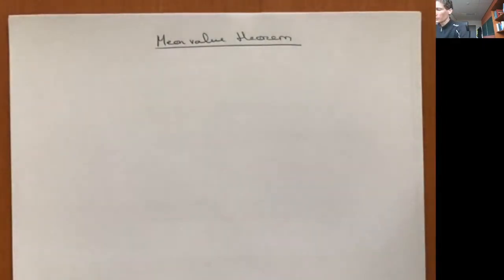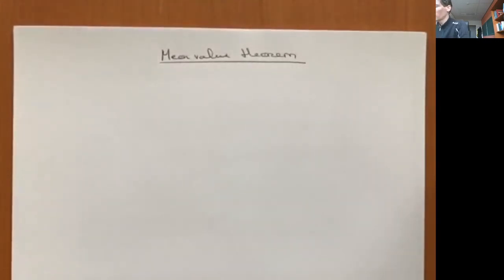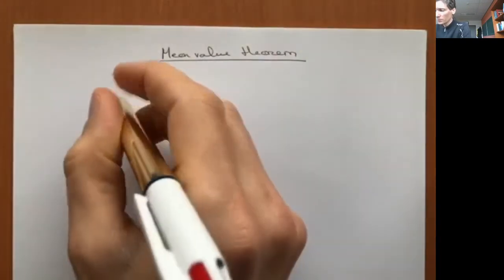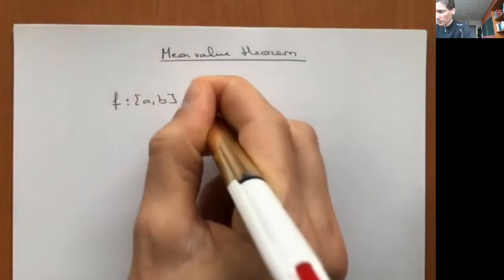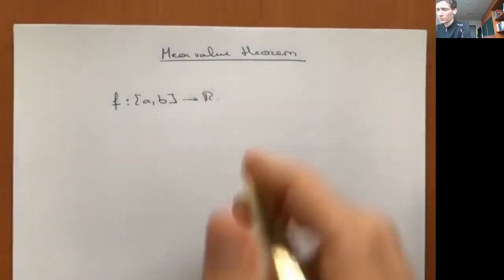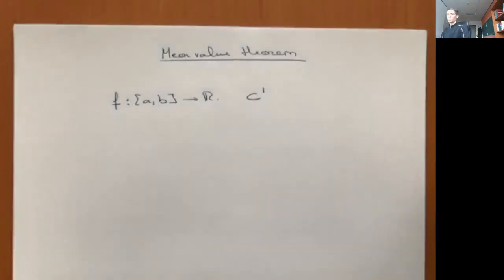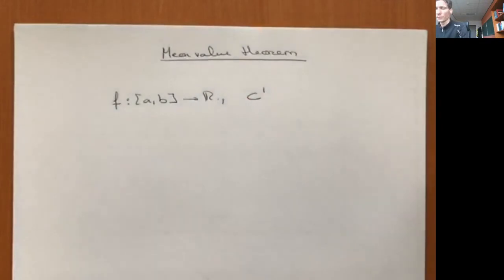As a consequence of the intermediate value theorem, we will see what's called the mean value theorem, as an illustration. So what do we start with? We start with a function f from some interval [a,b] to the real line, and we assume now that the function f is what we call C1, which means that it's differentiable and the derivative is continuous. I haven't really defined what differentiability is, and I will not go into detail.